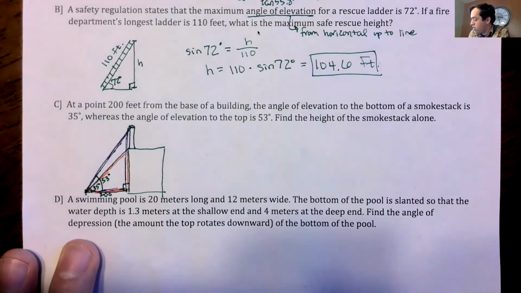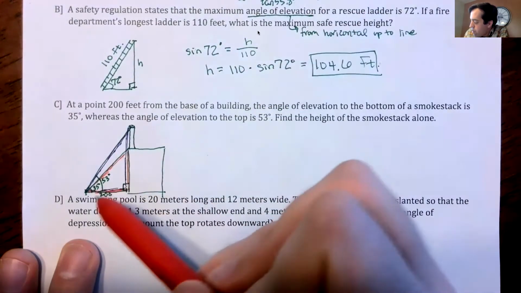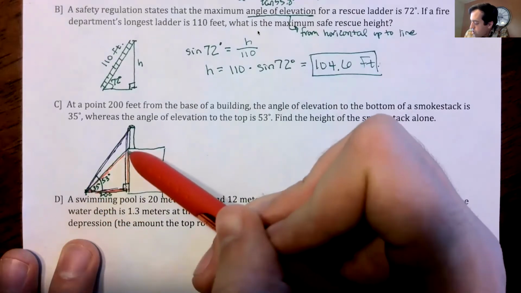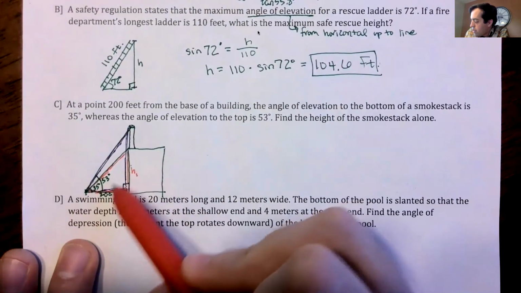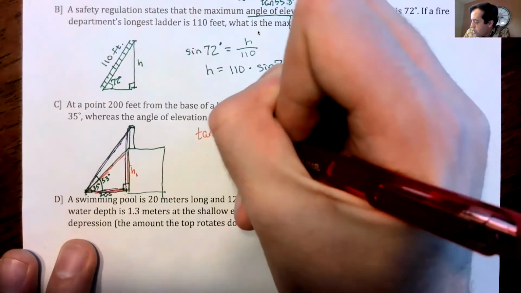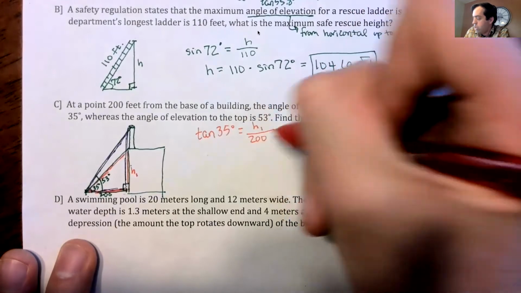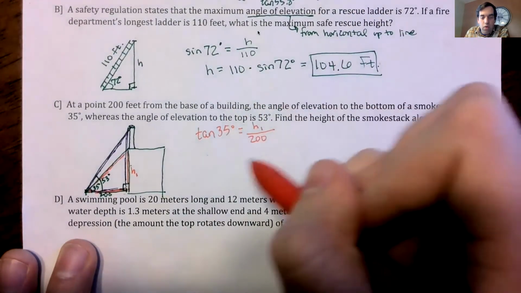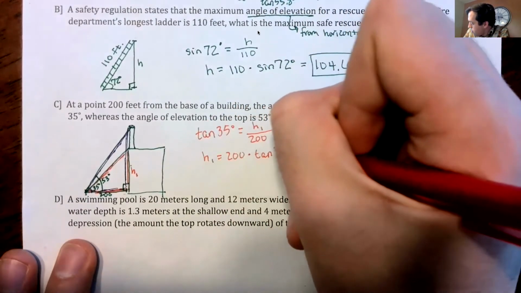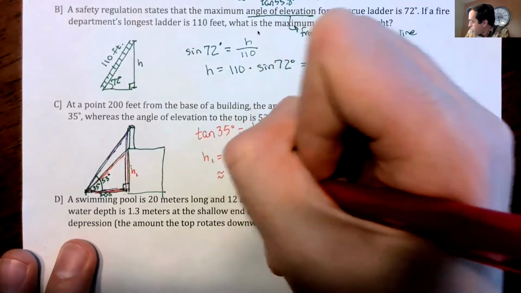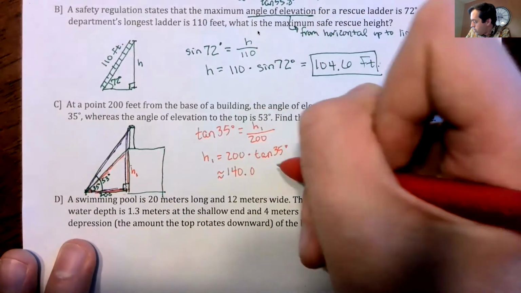So I will keep my color coding here, and let's find the inner triangle first, the red one. So we're going to have the 35 degrees, and we're interested in this, which I'm going to call H1. And the 200, that's the opposite and the adjacent. So that's going to be tangent of 35 degrees equals the opposite over the adjacent. And I can solve that by multiplying by 200. And that's going to be approximately 140.0 if you use your calculator.